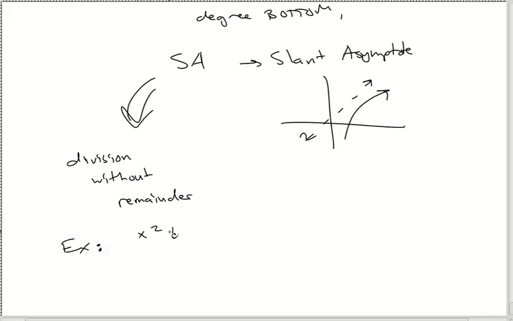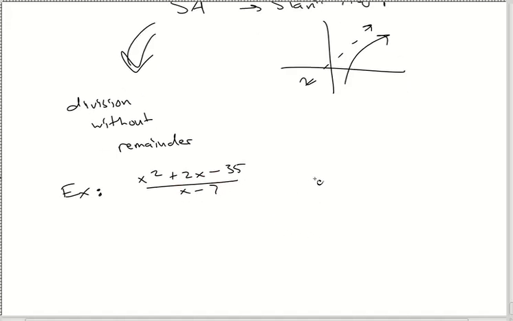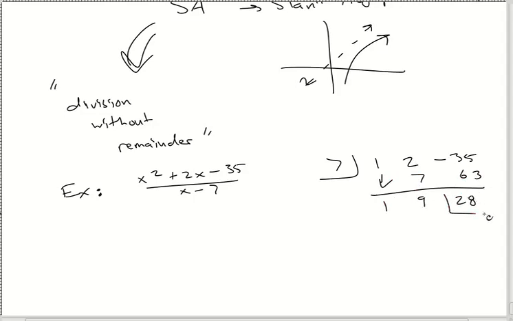I got x squared plus 2x minus 35 all divided by x minus 7. And so I say, you know what? Synthetic division, division without remainder. I guess that's kind of like your formula. What's your 0 from the bottom? It's a 7. And so then I've got 1, 2, negative 35. 1, 7, 9. 9 times 7 is 63. And you add this to make it 28.